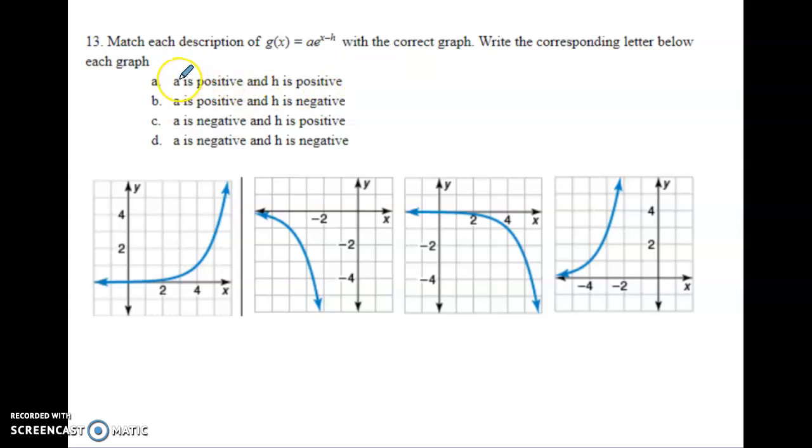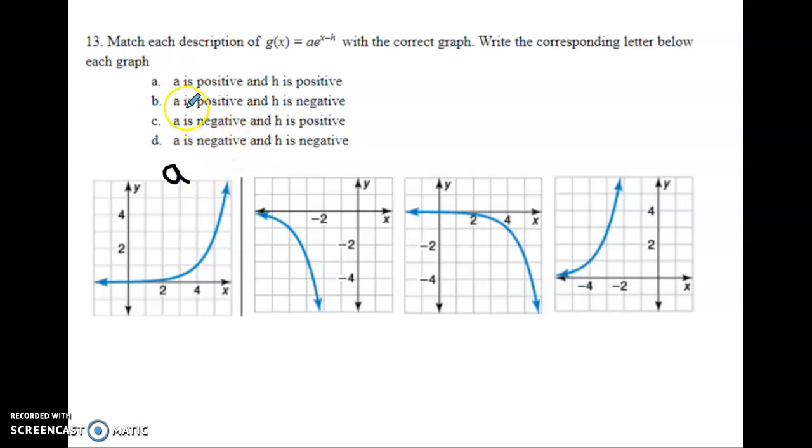So this first one, A is positive. If there's a positive number in front of it, that means that the graph is going to be increasing. It's going to be a growth. So it's either going to be this one or the last one. And where h is positive, so that would be x minus h, which does mean that it's going in the positive direction. So this would be A.